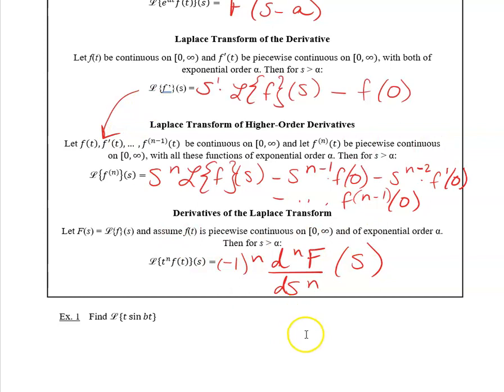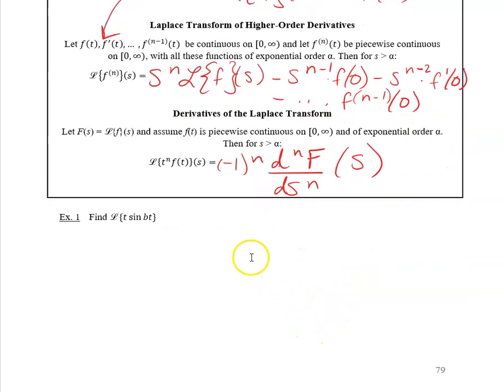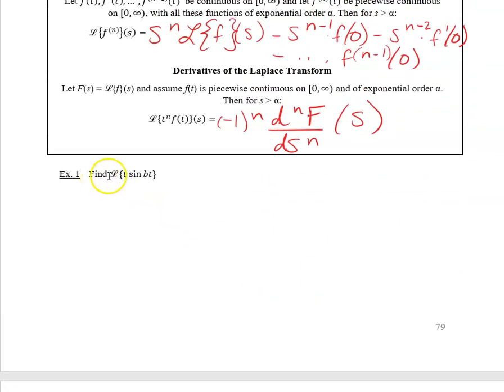So let's look at how we would use these to solve some different problems. Take a look at example 1. We want to find the Laplace transform of t times the sine of bt, where b is a constant.